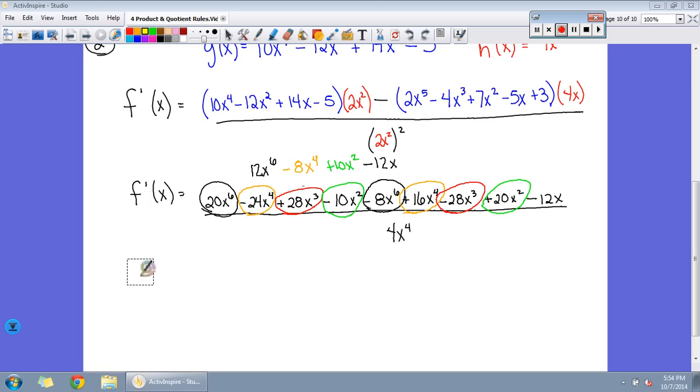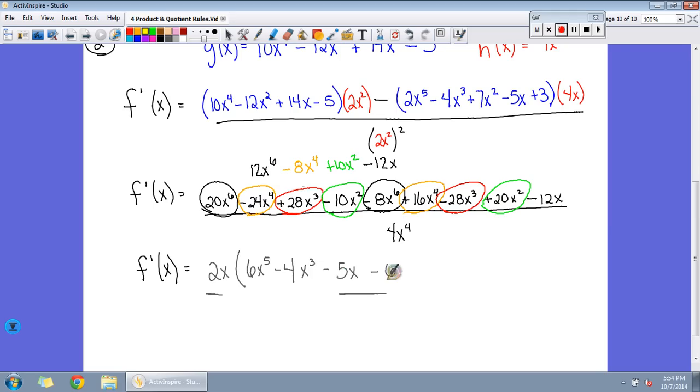From here, from the numerator, I'm going to factor out the common factor, which is 2x. And then I'm left with 6x to the 5th minus 4x cubed plus 5x minus 6. And that's all over 4x to the 4th. And I can reduce that denominator and numerator, 2x and 4x to the 4th, to be 2x cubed. And now we have the same exact answer both ways we solved this problem.